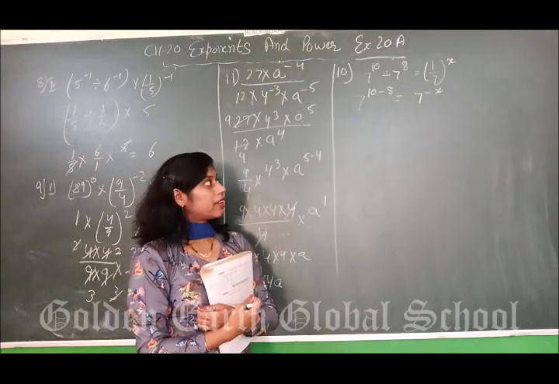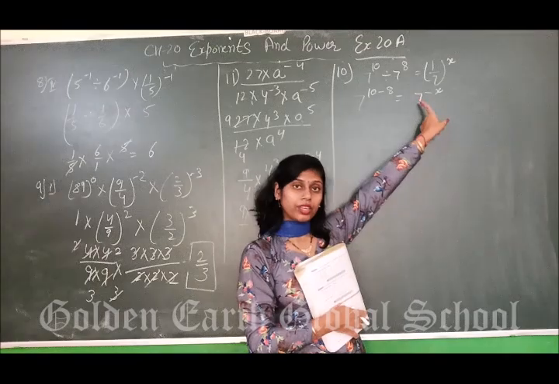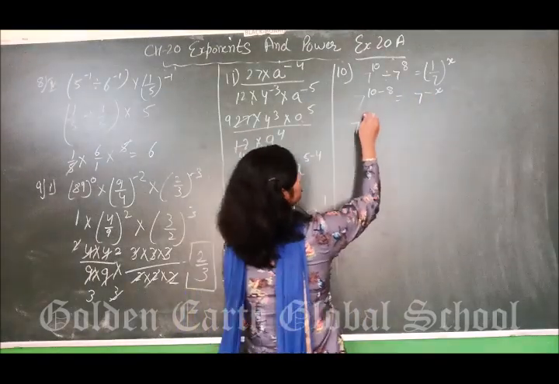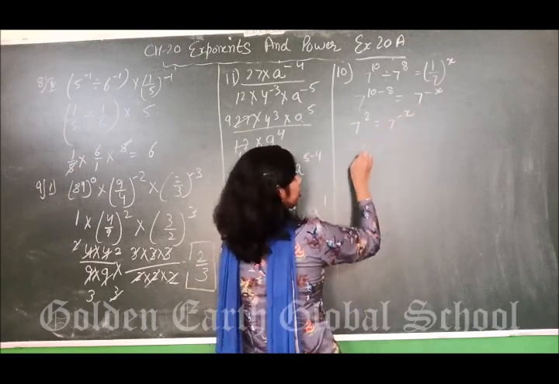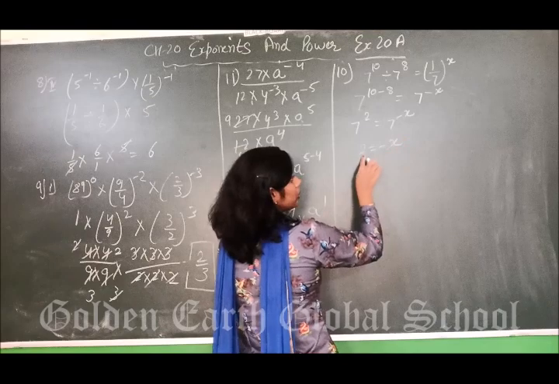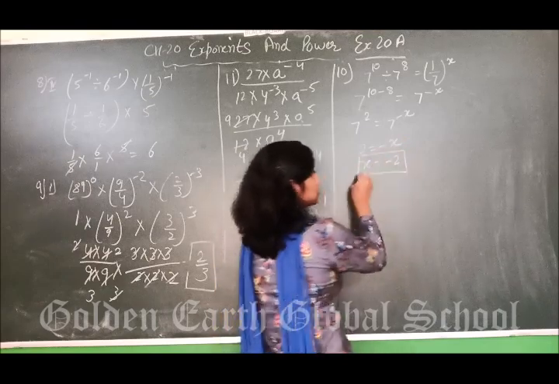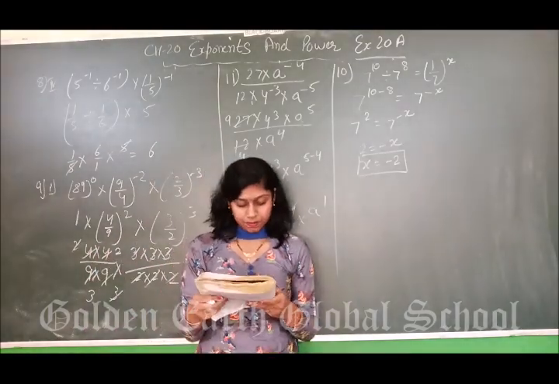1/7 can be written as 7 raised to power minus x. So it means if we take the reciprocal, it will become 1/7 raised to power x. 7 raised to power 2 is equal to 7 raised to power minus x. Now bases are same, so we can easily compare the powers. 2 is equal to minus x. So x is equal to minus 2. Firstly apply the power rule and then simplify it.